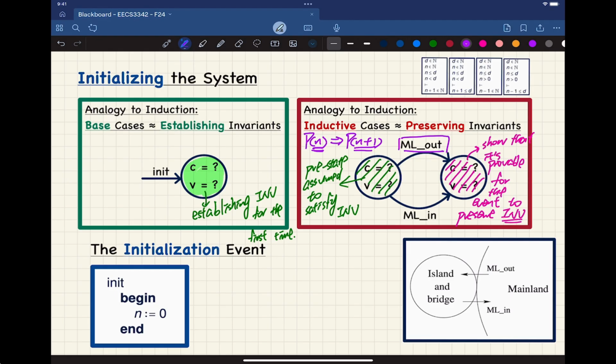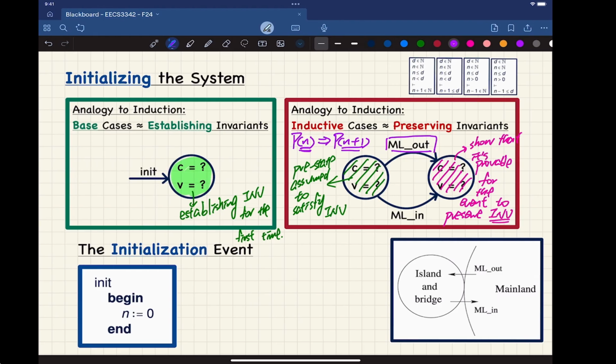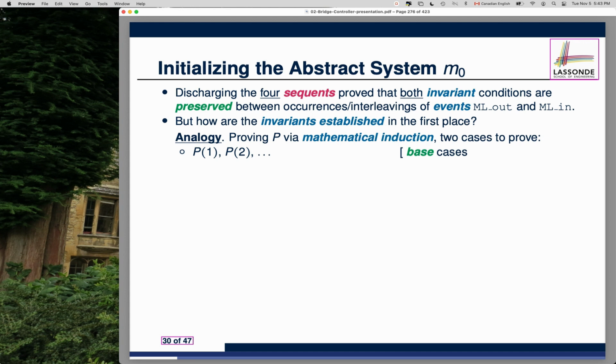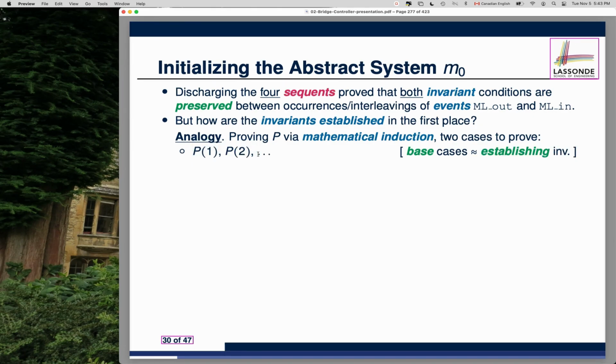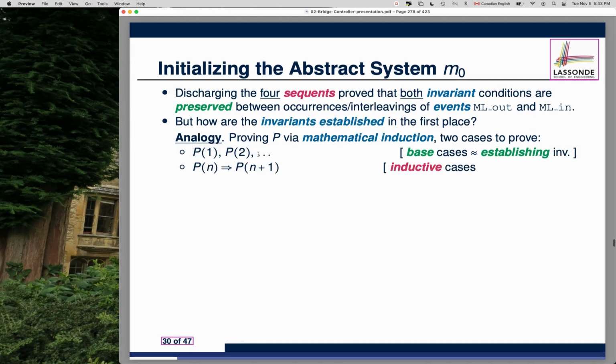Okay? Pretty simple. And a little bit more to say about the initialization event. It's pretty straightforward, but there are certain rules you have to remember. Let's see the slides. Individual cases are like the initialization. Think about P1, P2, P3, and so on. These are like individual initialization of the variables. Collectively, they are the base cases. And establishing the invariance, that's something we'll do. And then there's something we did earlier, which is about assuming that the pre-states satisfy the invariance. We want to show that the post-states also satisfy the invariance, preserving it. Okay?